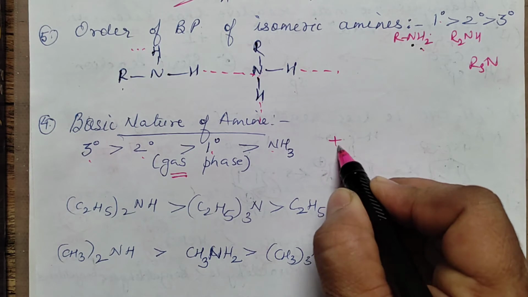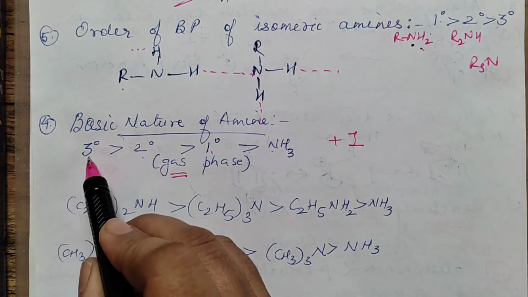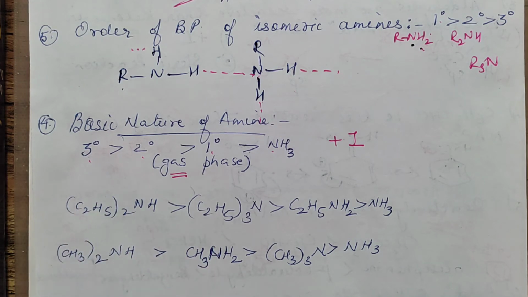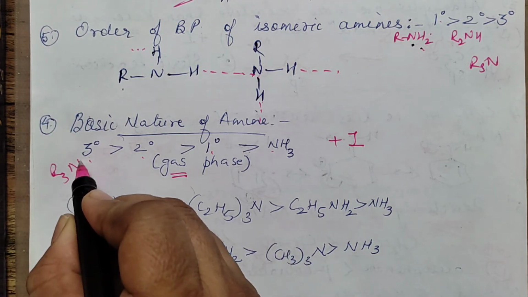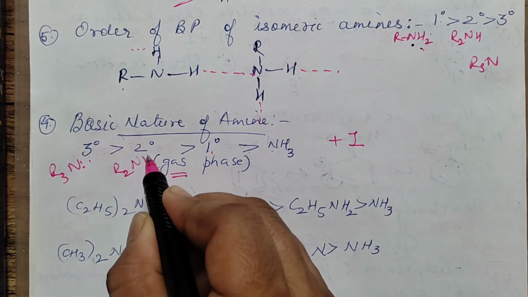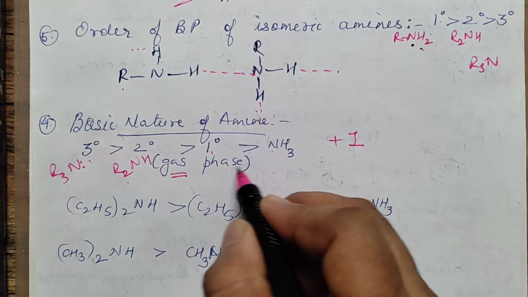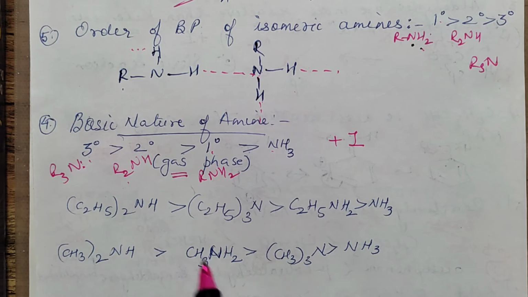You will explain this on the basis of inductive effect, plus I effect. In this, 3 alkyl groups are there, more positive I effect, so more electrons will be pushed towards nitrogen, right? R3N, more alkyl groups, so electron density on nitrogen will be maximum. If it is 2 degree, R2NH, so only 2 alkyl groups are pushing electrons. In 1 degree, RNH2, only one alkyl group is pushing electrons. So basic nature will decrease like this. More alkyl group, more electron density towards nitrogen on the basis of plus I effect.